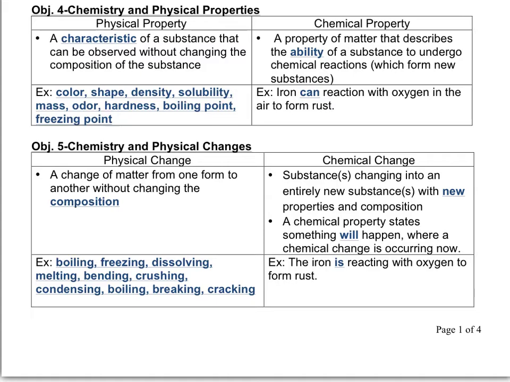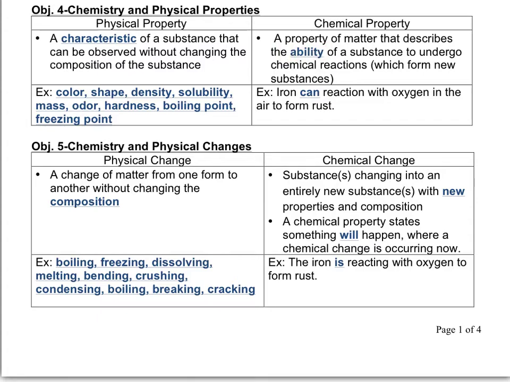A chemical property is different though. This is a property of matter that describes the ability of a substance to undergo a chemical reaction. So a new substance has to form. So this is something that could, or will, or could potentially happen. It's not happening right now. So the chemical property is that it could happen. So iron can react, that's a key word there, with oxygen to form rust. So just know that this is the ability. It's not happening right now.